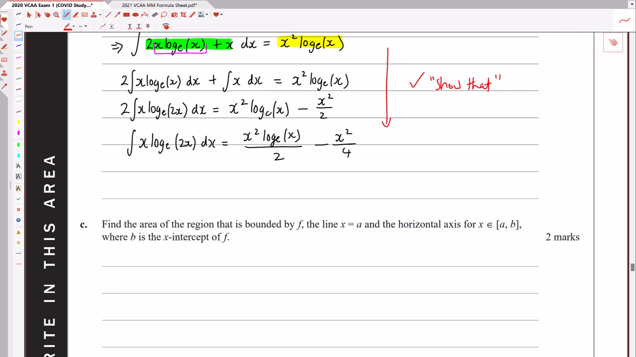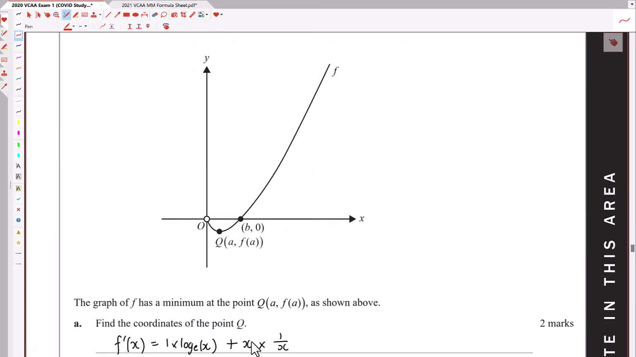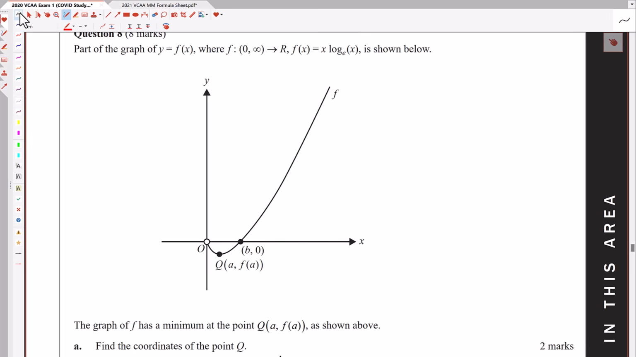Part C, find the area of the region that is bounded by f, the line x equals a, and the horizontal axis for x between a and b, where b is the x-intercept of f. So this is the line x equals a. We're looking at this bit of area in here. We recognise that it's an area under a curve, so it's the negative integral of f of x from a to b.